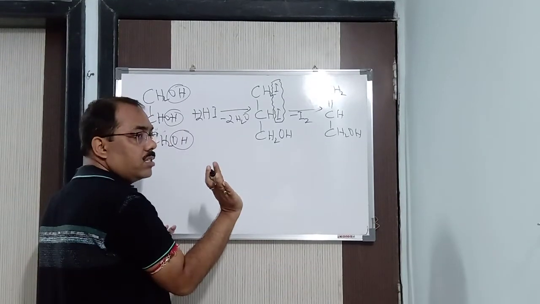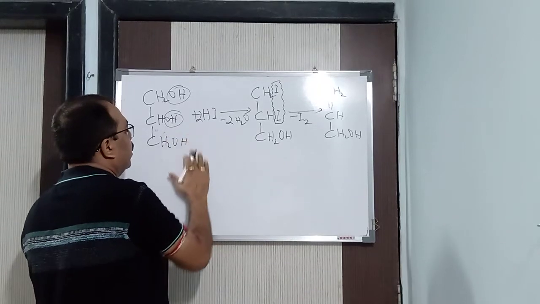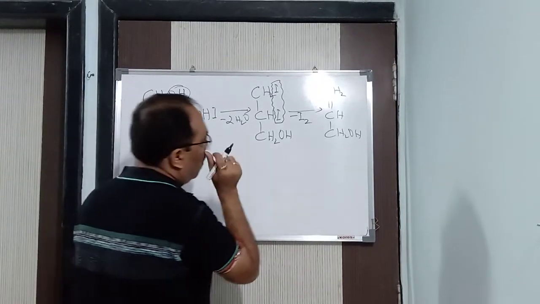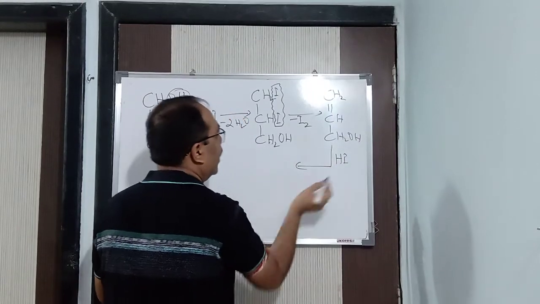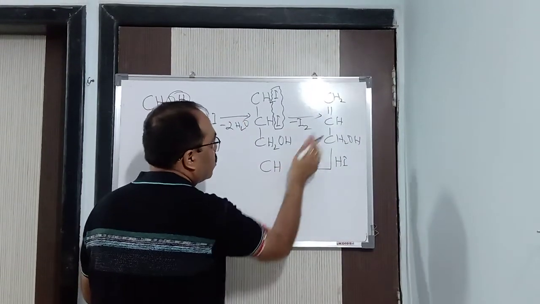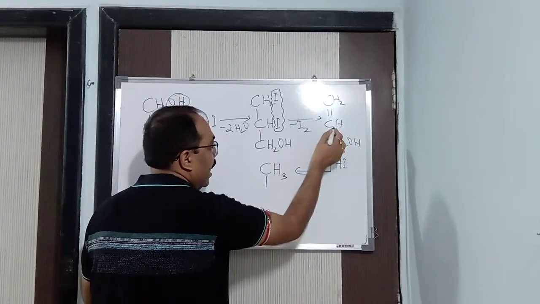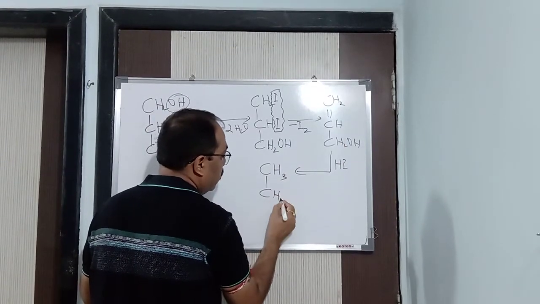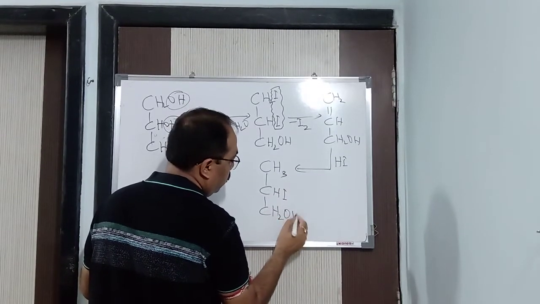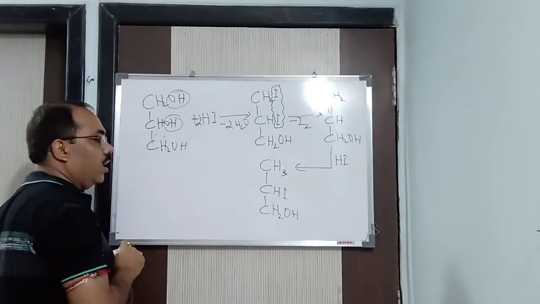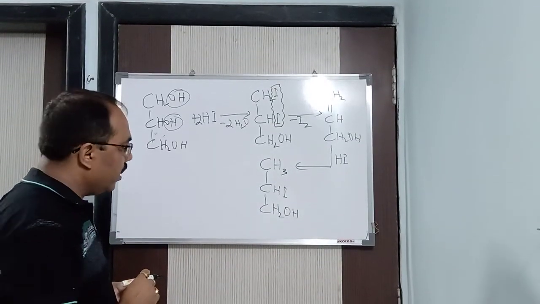But here I am not taking excess of HI. Okay? Are you following what I said? So, here, you got this particular one. Now, next, if I again react with HI, then what will happen? According to Markovnikov's rule, H will be added here, CH3, and iodine will be added here. That is CHI single bond CH2OH. Okay, so you will be getting this particular one.